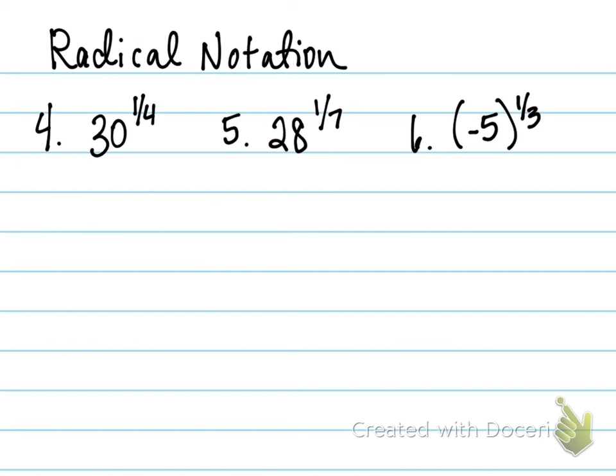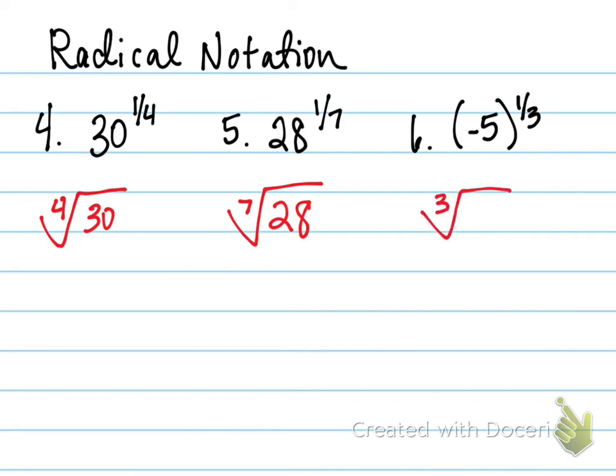If we wanted to go backwards, so going from exponential notation to radical notation, then I could write 30 to the 1/4 as the fourth root of 30. And number 5 could be the 7th root of 28. And for number 6, we would have the 3rd root of -5.